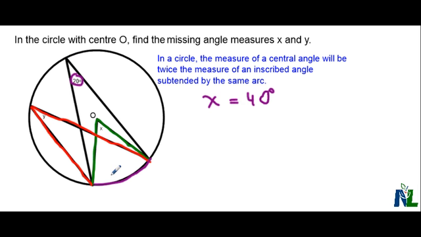So I can either use the fact that my central angle is twice my inscribed angle and say, well, 40 is twice 20, so that must be 20. Or I can say these two angles are inscribed angles subtended by the same arc, so they must have the same measure. Either way, I know that y has a measure of 20 degrees.